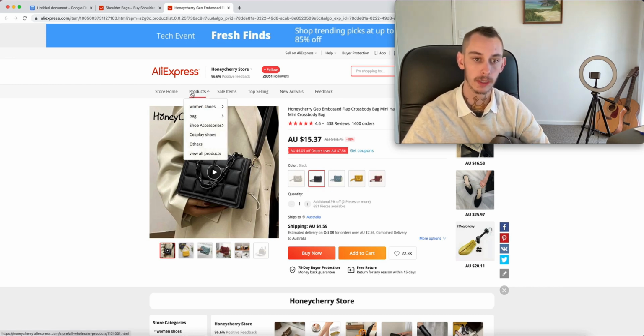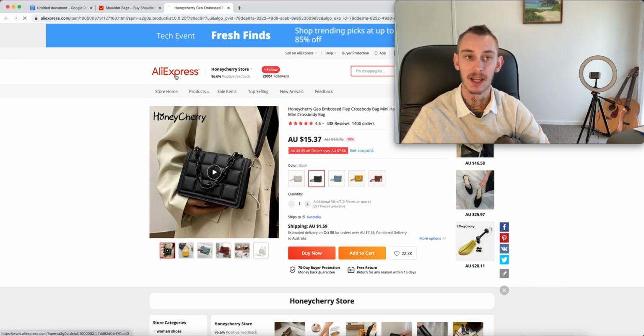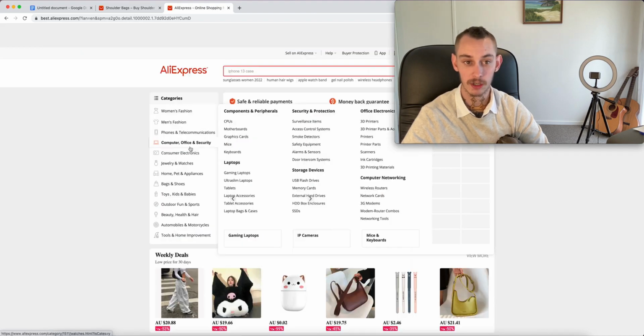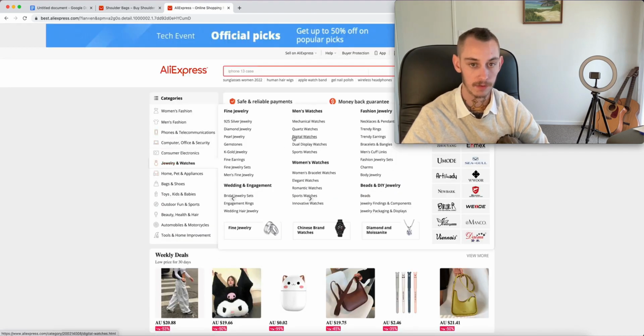So on top of women's bags, another great one is jewelry, and jewelry usually has enough markup in it that you can make some serious money. So let's go necklaces and pendants.